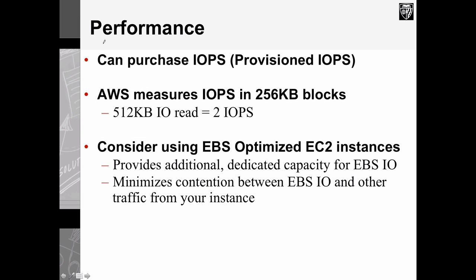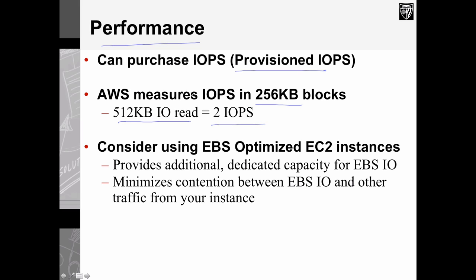We'll start with the performance aspects of EBS volumes. When you purchase provisioned IOPS, Amazon guarantees low latency, consistent performance for your applications. The one thing that we want to remember is Amazon measures the performance using 256 kilobyte blocks. So that means if you're doing 512 kilobyte read and write operations, that's considered 2 IOPS in Amazon's terms.